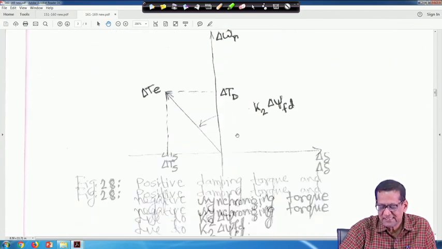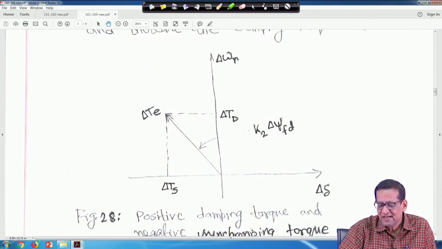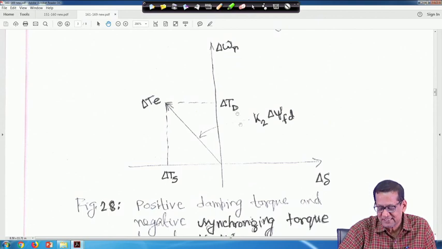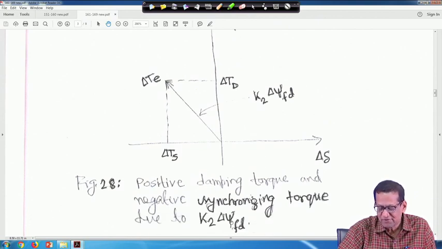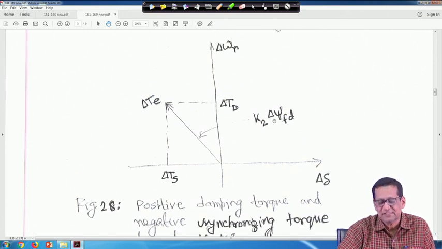Now, if we draw it like this, this is my delta on the x axis, delta omega on the y axis, and this is delta Te. So, this is delta Ts, the synchronizing torque component, which is showing negative. This is actually K2 delta psi fd, due to the field flux changes. And this is delta Td. So, this is the positive damping torque delta Td and the negative synchronizing torque due to K2 delta psi fd, and this is the representation.